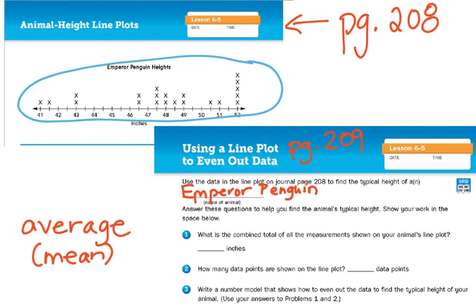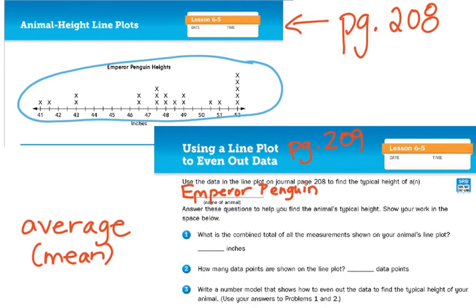Pause the video. Sometimes I will do it twice to make sure that I get the same answer twice. If not, then what I do is I go back and I make sure that I have it correct. So pause your video and add up the value of each one of those X's for the emperor penguin.